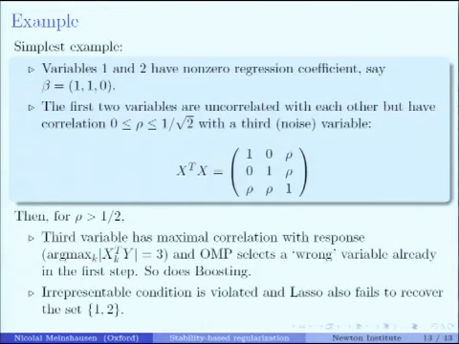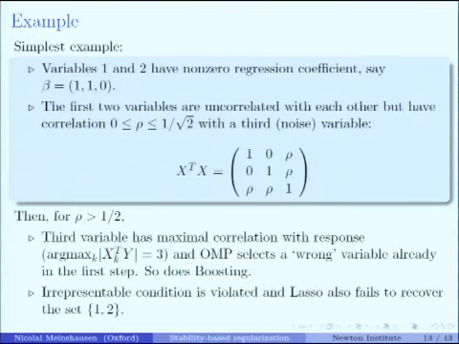And you can see, for example, if rho is larger than a half, then the variable which has the maximal correlation with the response is the third one. So for example, if you do orthogonal matching pursuit, then you'll always select the third variable in the first step even. And so you're always going wrong even in the first step.